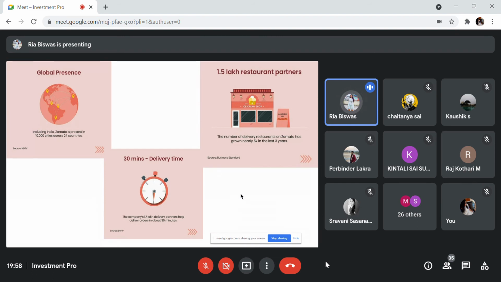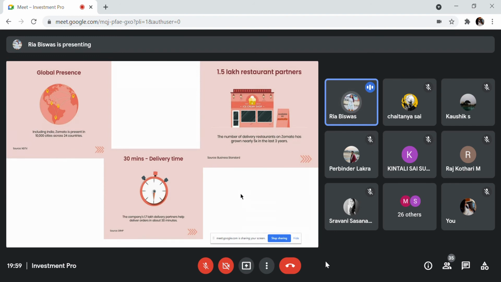So in this year, Zomato has been performing very well in the market, not only in the domestic market, but also internationally they are working very well. Including India, Zomato is present in 10,000 cities across 24 countries. We have almost 300 countries in our world, so a presence in 24 countries could help a lot. They are making a good amount of profit.